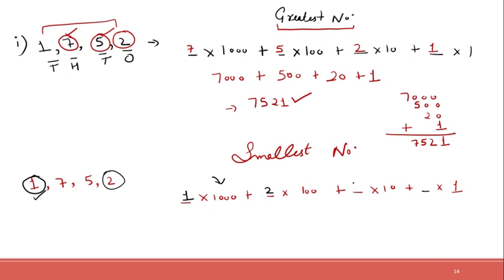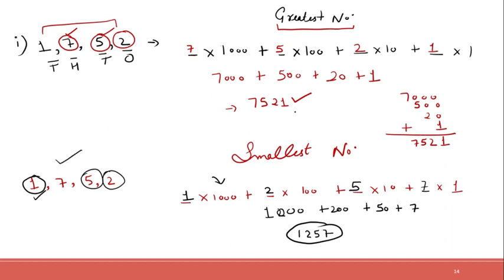Now we are left with 7 and 5. The smallest is 5. 5 is smaller than 7, right? Now we are left with 7 only. So 1, 2, 1000 plus 200 plus 50 plus 7. It will become 1, 2, 5, 7. So it is the smallest number that can be made from these given four digits. Got my point? Now let's come to our questions.